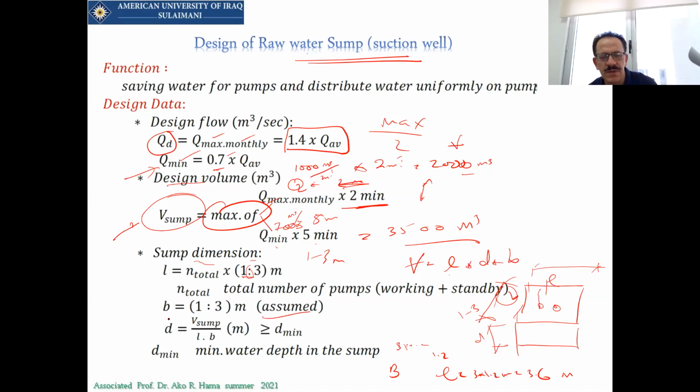Now, what will be the diameter? Now, we have the volume, we have the L, we have the B. So what's left? The left is D. We can find this one easily by dividing the volume by L and B. And usually it should be more than D minimum. What is that D minimum?